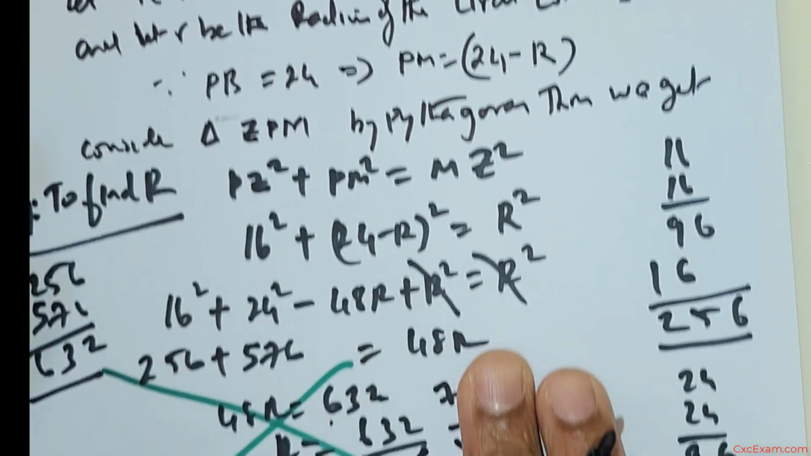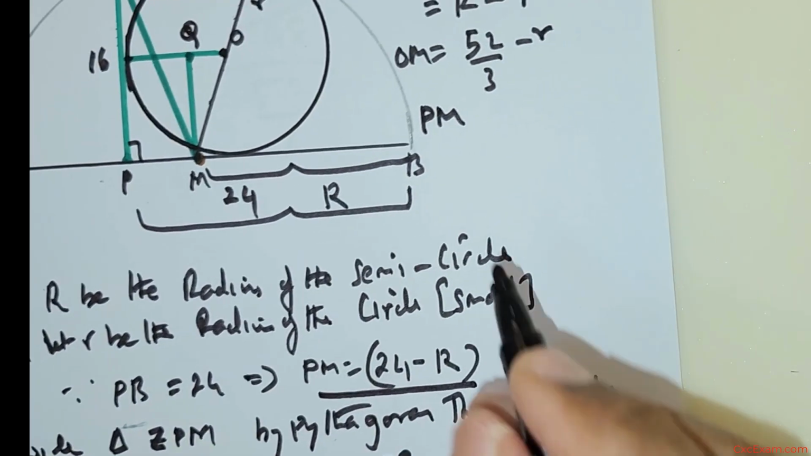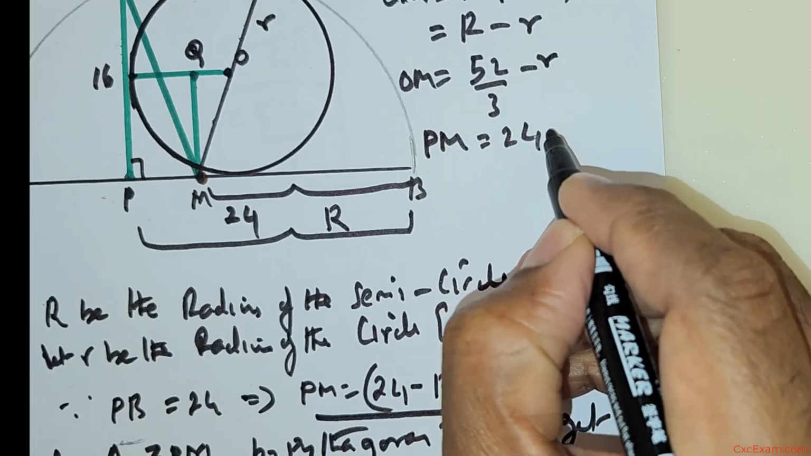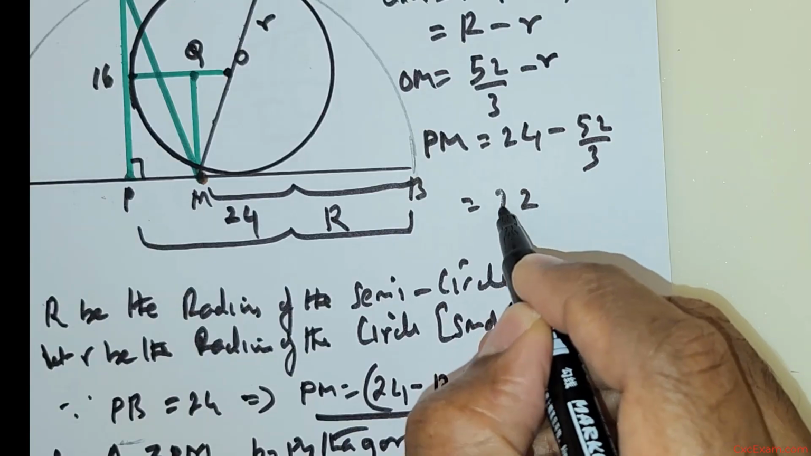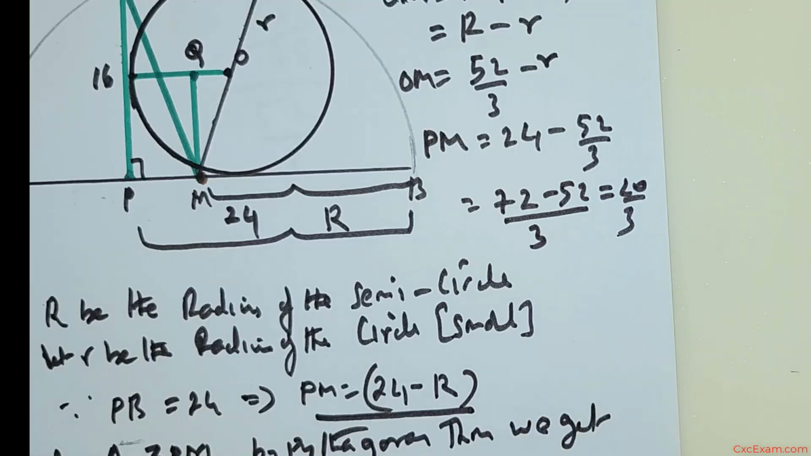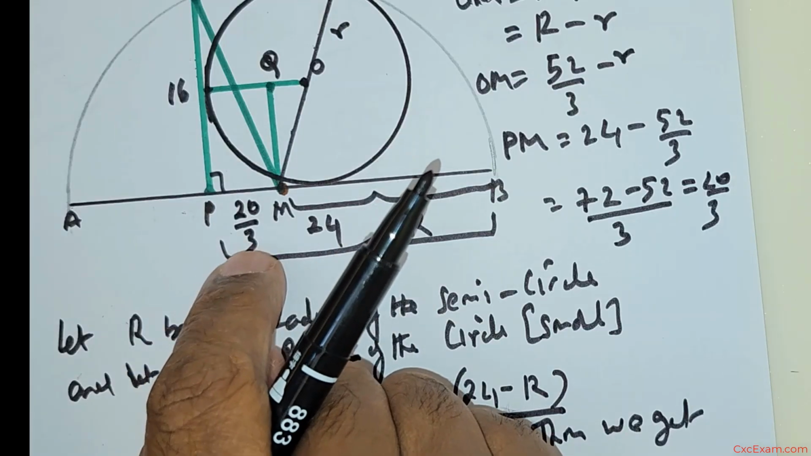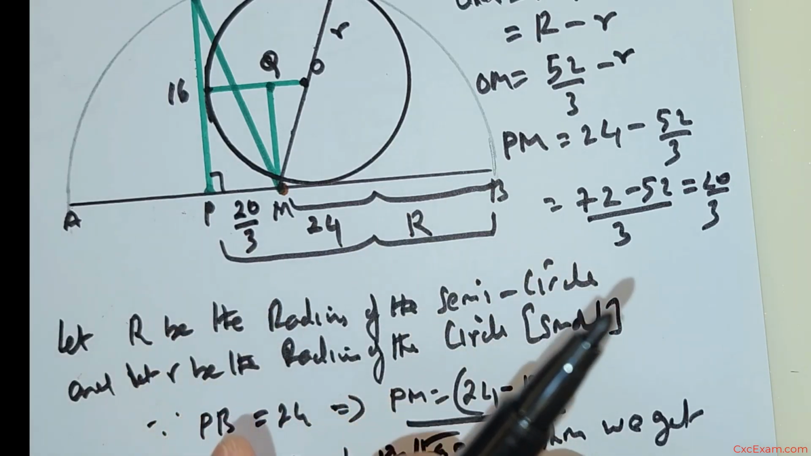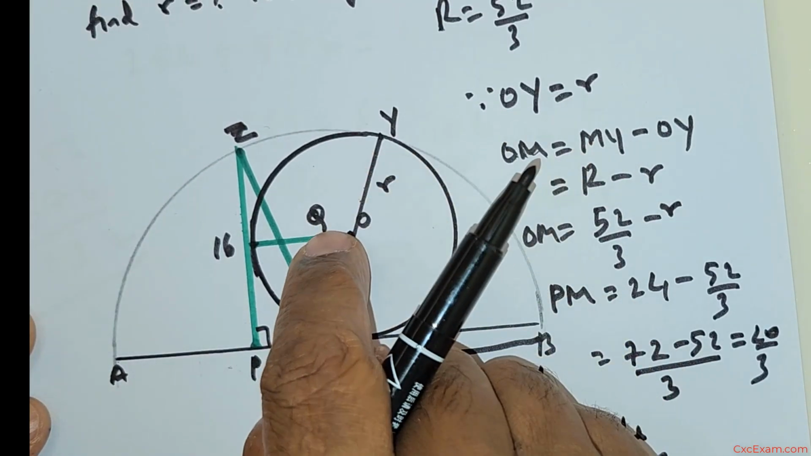Now as I mentioned to you, PM, we have evaluated or got the value for PM as 24 negative R. So from 24 you take away 52 over 3. So 4 3s are 12, 72 negative 52 divided by 3. That is going to give me 20 over 3. So this value is 20 divided by 3. Now if this value is 20 divided by 3, then we would be able to get this value.